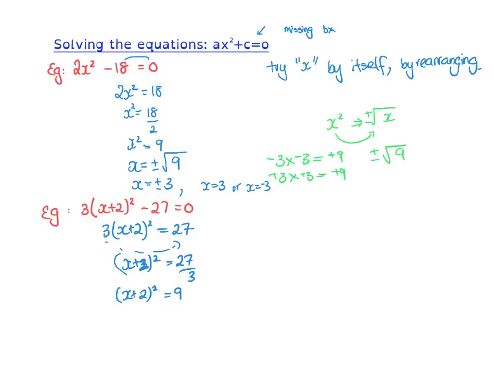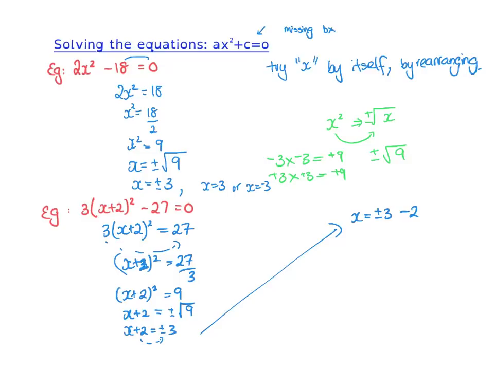Then we're going to do the opposite to squaring. So I haven't moved the 2. We've now got plus or minus square root of 9, which we know is plus or minus 3. And now I'll move the 2 over. So I could then get x equals plus or minus 3 minus 2.